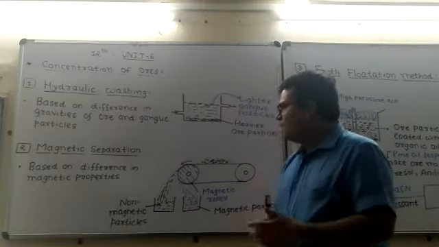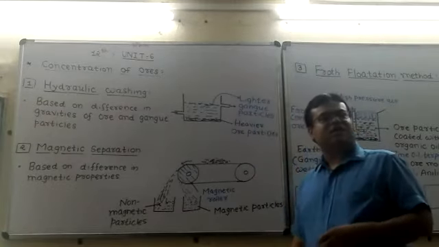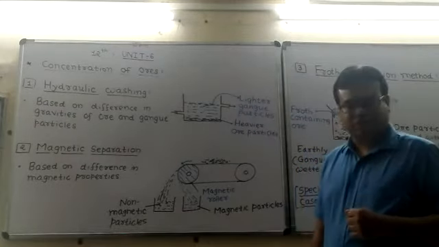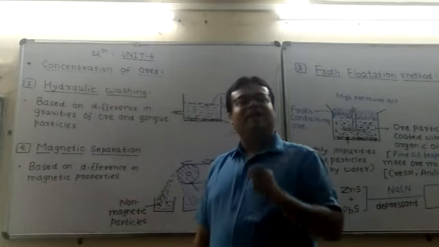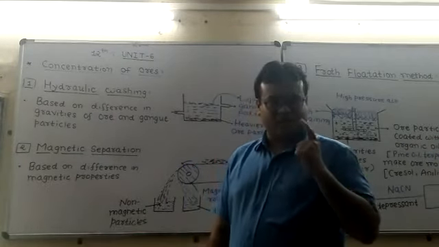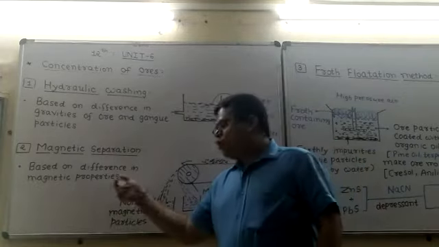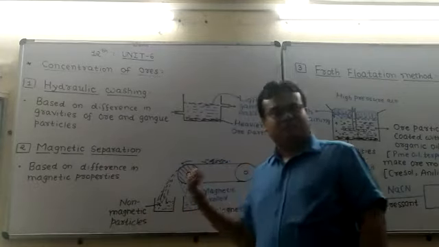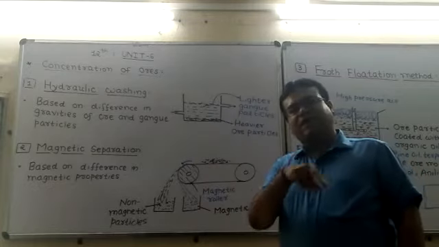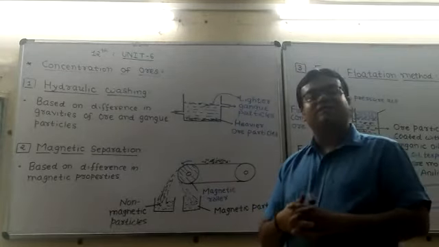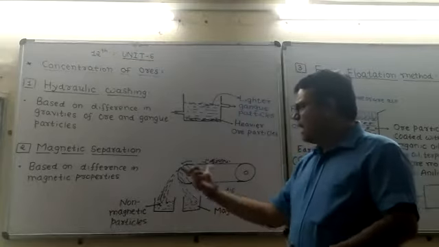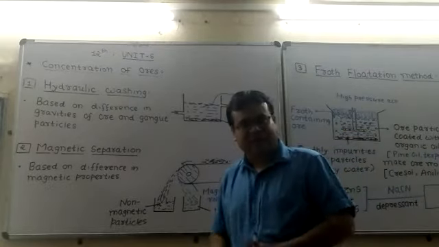Number two, the second, is another common technique on the industrial side, that is magnetic separation. The word is clear, it is on the basis of the magnetic property of particles. Now in this case, if ore and gangue both are non-magnetic, we cannot use it. If both are magnetic, still we cannot use it. But in the selective case, if ore particles have magnetic property, in that case it is a more commonly used technique.